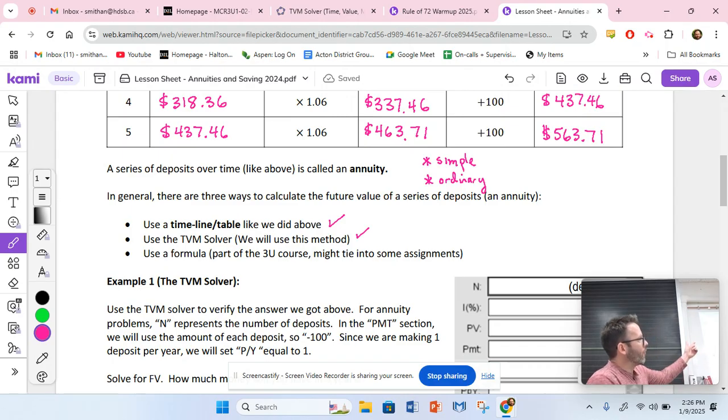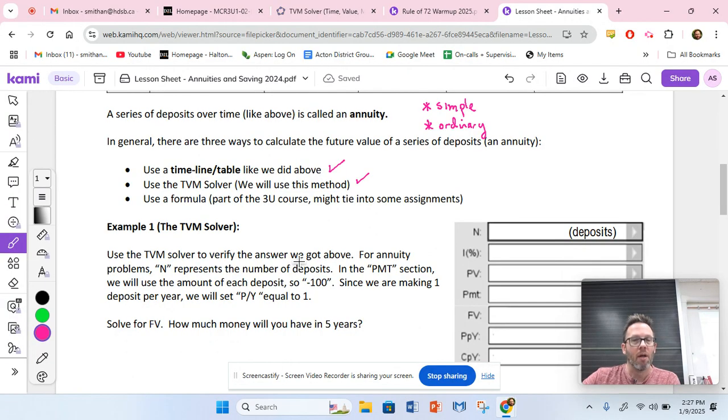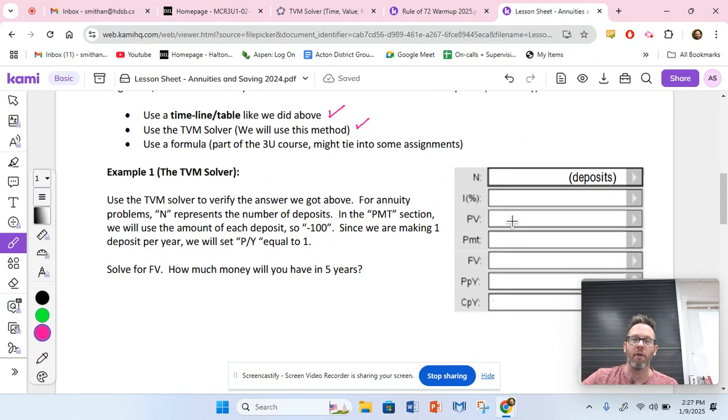Now, there is a formula, like a compound interest formula, for calculating these future values for annuities. It's in the 3U course. I might tie in this formula. I'm not sure yet. It's not important to grade 12 at all. For the 3M students, the curriculum says you just need to use a TVM solver. So here we go. Let's actually solve this problem using the TVM solver.